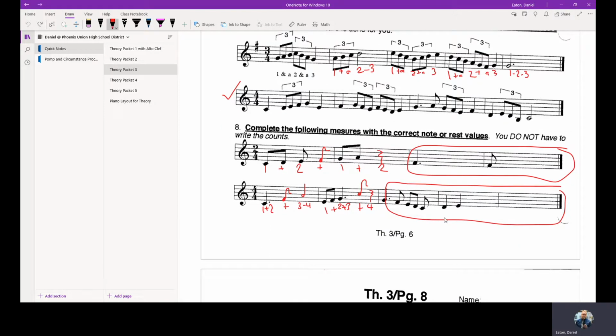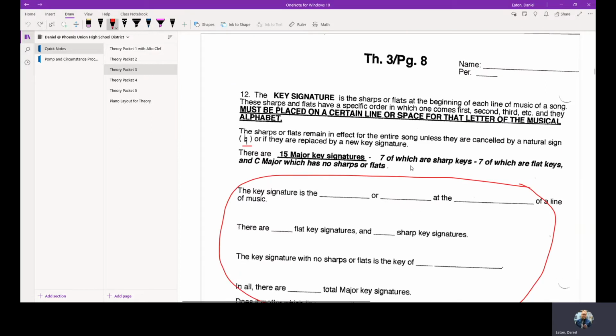Complete the following measures. I think this is just more counting. We do not have to write in the counts, but I think writing in the counts when you're trying to fill in notes makes it a lot easier, but whatever. All right.